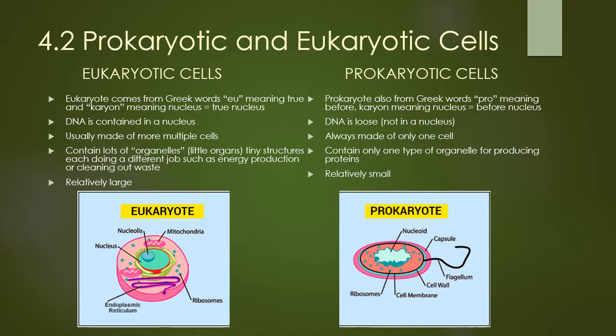So again, eukaryotic cells means true nucleus. Their DNA is contained in a nucleus. These organisms are usually made up of multiple cells, and they contain lots of different organelles doing different jobs and are relatively large.